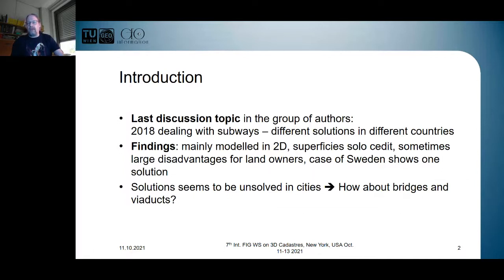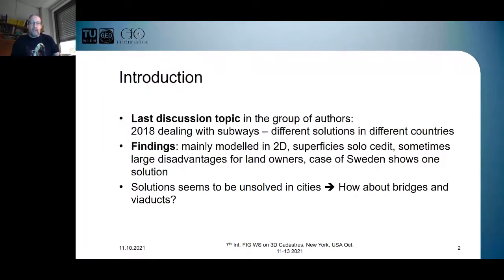We had a paper last time in 2018 dealing with subways. So we were discussing how subways are documented in different countries. And we found out that there are a number of ways to do it. Not all of them are using 3D. Typically, only a limited number of countries actually use three-dimensional solutions to register and document underground. Mainly the underground lines were modeled in 2D. The principle that the countries followed was superficies solo cedit, and sometimes there were large disadvantages for landowners because it was not clear where the underground was going. So no clear vertical separation was done.